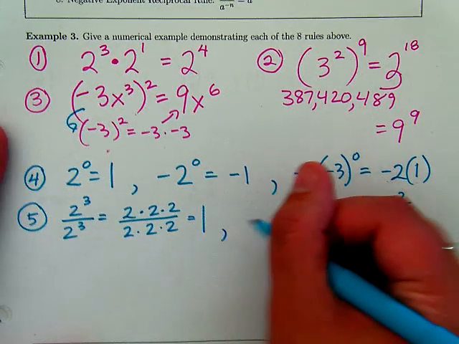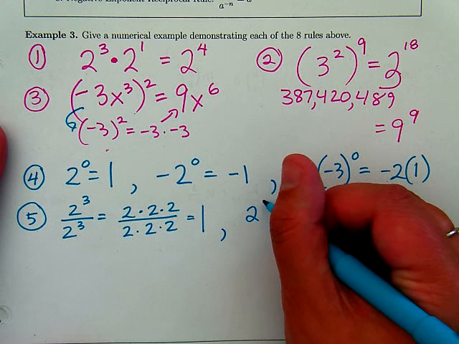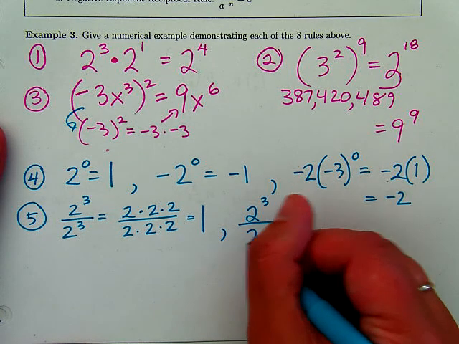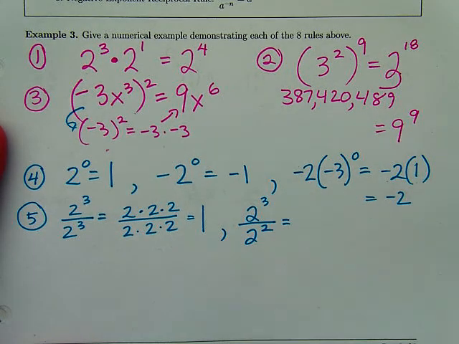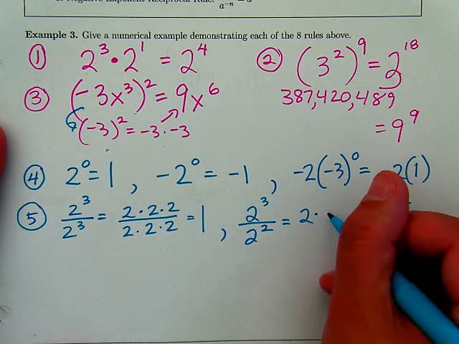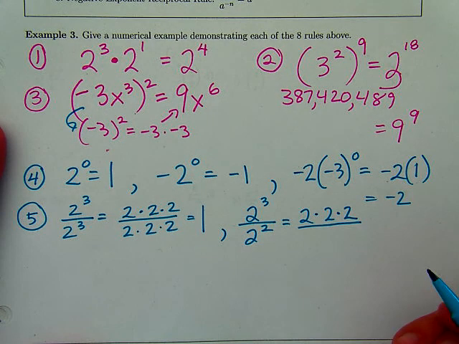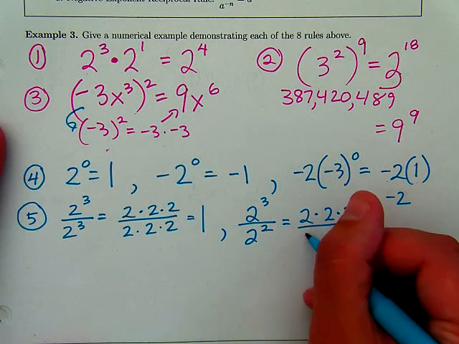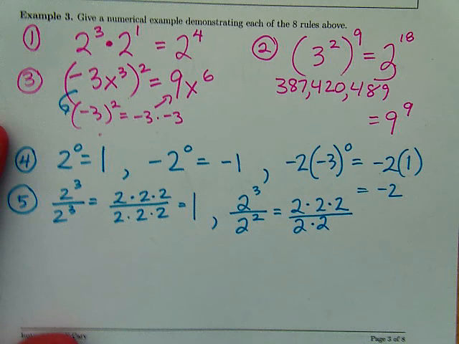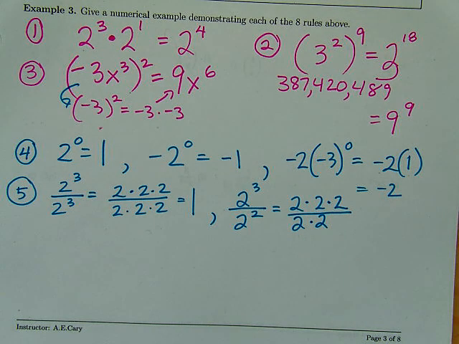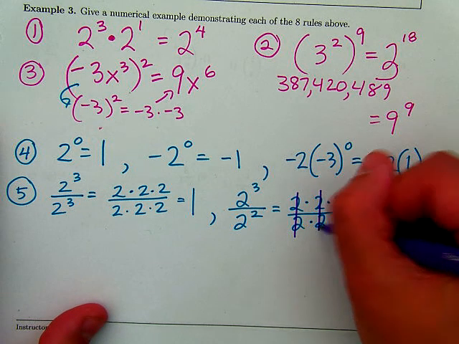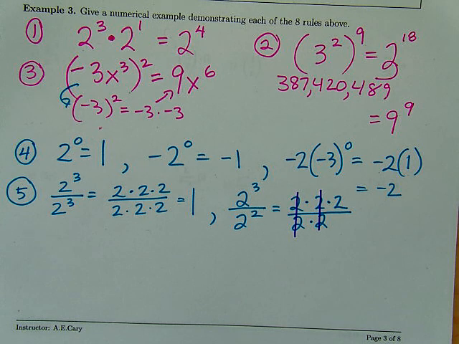Okay, let's do a different example. Let's say I have 2 to the 3rd power divided by 2 squared. 2 to the 3rd power is 1, 2, 3 twos multiplied. 2 squared is 2 times itself, 2 times 2. So what is going to cancel there? 2 of the 2's, right? Because 2 divided by 2 is 1.